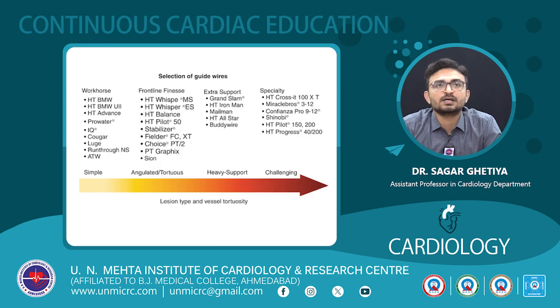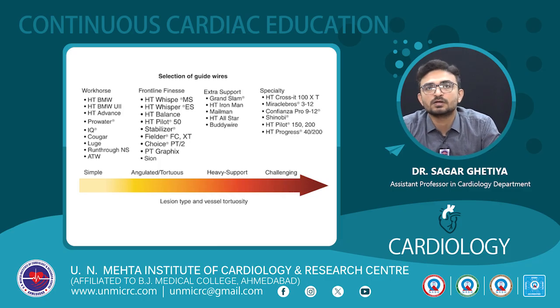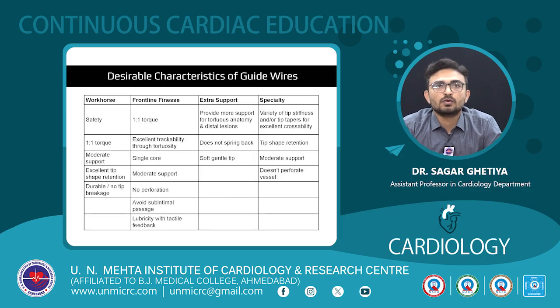So these are different examples of wires. Workhorse wires include BMW wires, Prowater wires, Cougar, Run-through wires, while frontline finesse wires include Whisper MS, Whisper AS, Balance, Pilot 50, Fielder FC, and Choice wires. While extra support wires include Grand Slam, Iron Man, Mailman, and specialty wires include Crossit, Miracle Bros, Confianza, and High Pilot or High Progress wires.